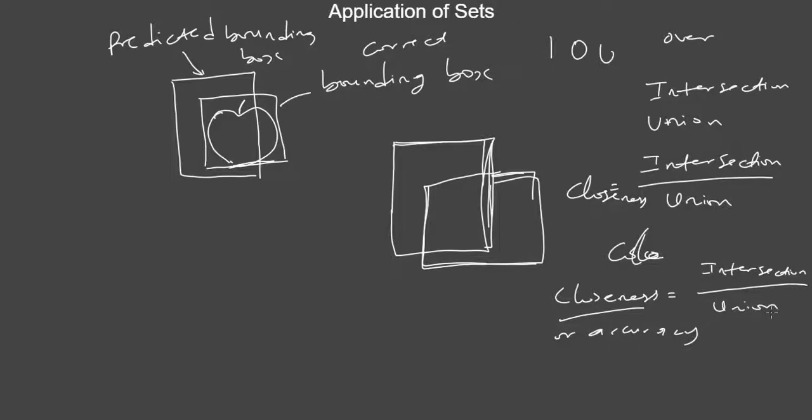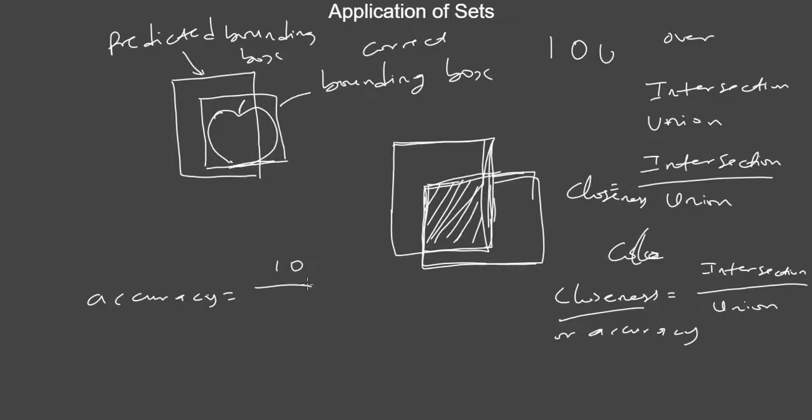So what is the intersection of the two boxes? The intersection of the two boxes is this region. What computer scientists or machine learning experts do is calculate the area of this intersection. They use programs, software to calculate the area, and that becomes the intersection. So let's say the area here happens to be 10.